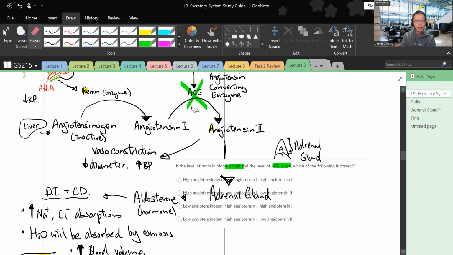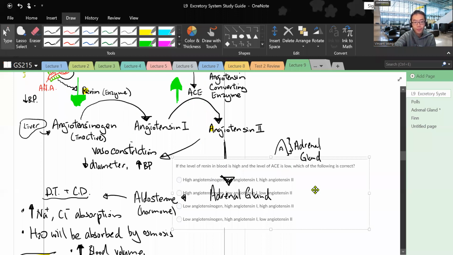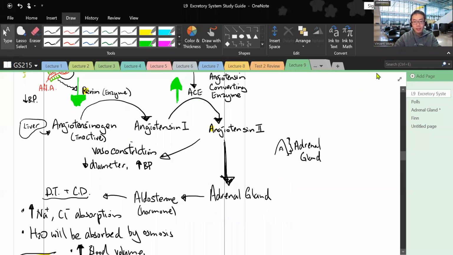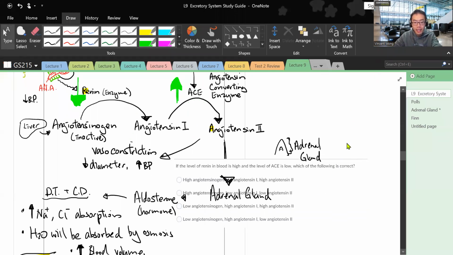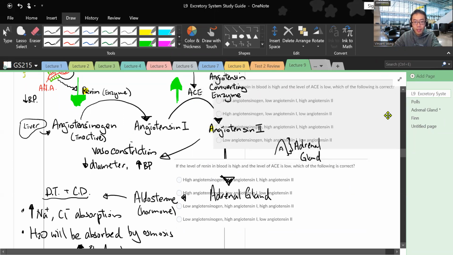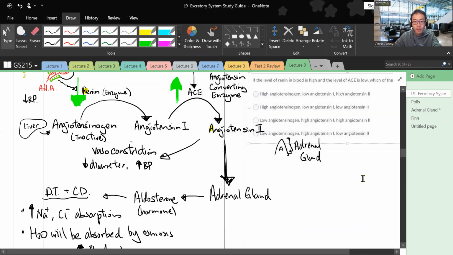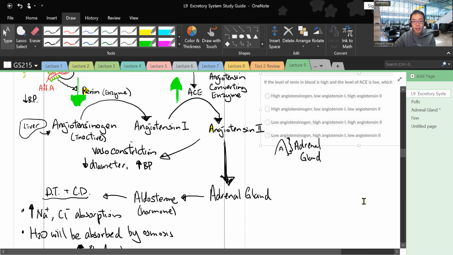All right, let's try another one, huh? Okay. What if I say we have low renin and high ACE? Low renin and high ACE. I want you to think about what the answer would be. Okay, sorry, it's a mess here. Hopefully you can see.